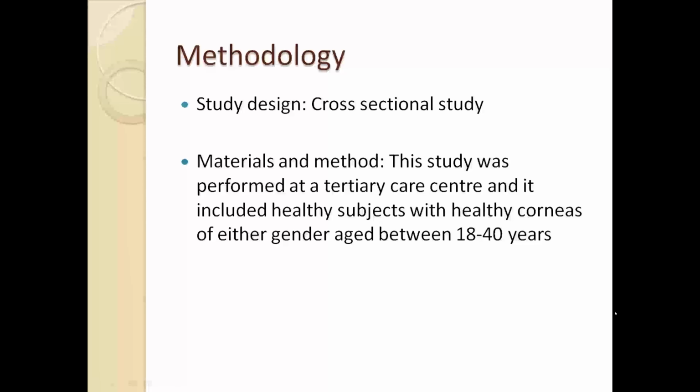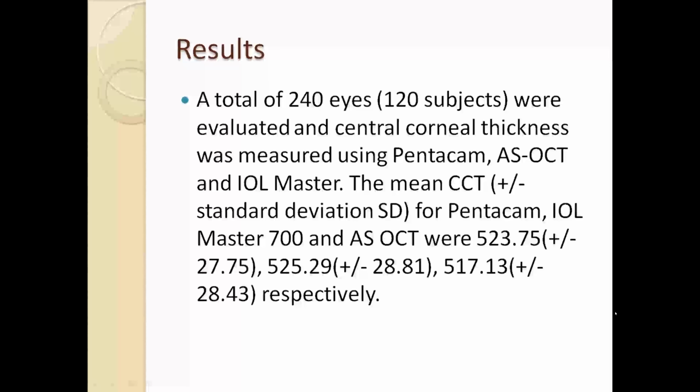Methodology. It is a cross-sectional study conducted at a tertiary care center and included healthy subjects with healthy corneas of either gender aged between 18 to 40 years. A total of 240 eyes of 120 subjects were evaluated and central corneal thickness was measured using Pentacam, ASOCT, and IOLMaster. The mean central corneal thickness plus or minus standard deviation for Pentacam, IOLMaster 700, and ASOCT were 523.75 plus or minus 27.75, 525.29 plus or minus 28.81, and 517.13 plus or minus 28.43 respectively.